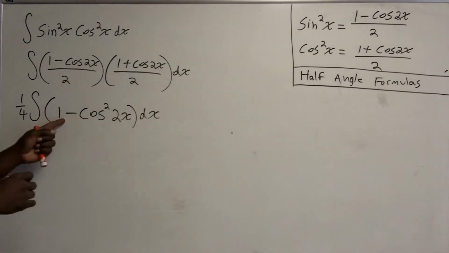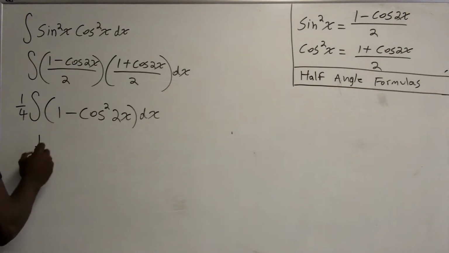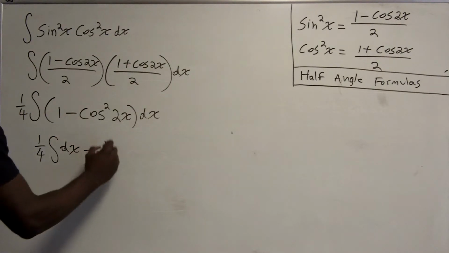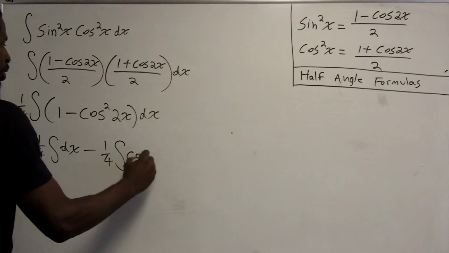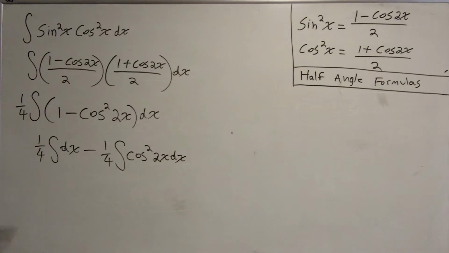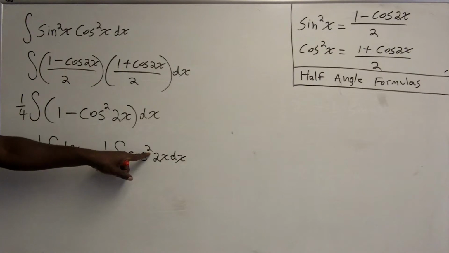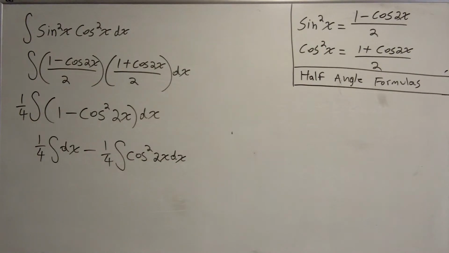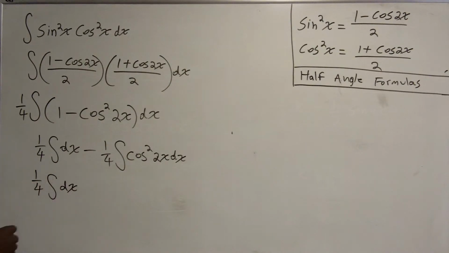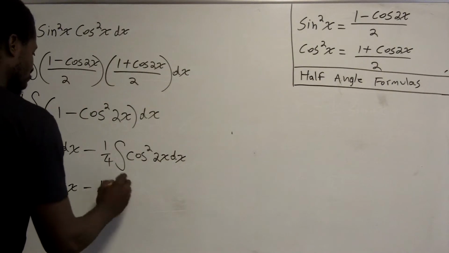All right, let's go ahead and do it term by term. The first one is going to be 1/4 times the integral of 1 dx. The second one is going to be 1/4 times the integral of the cosine squared of 2x dx. So I have these two integrals to do now. This one is still tricky because it still involves an even power of cosine. So since that one has an even power of cosine, I'm going to modify it by using the half-angle formula again.